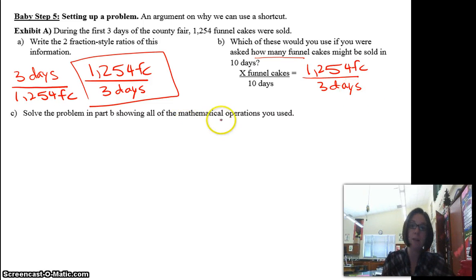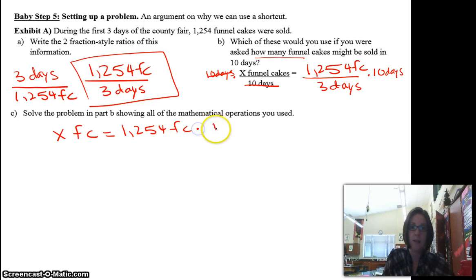And then you needed some mathematical operations so that you could solve for X. Since X is not alone, we want to isolate X. The first thing you would do is multiply both sides by 10 days. What that lets us do is divide these out, and now X is alone. And I'm just going to rewrite that down here. So X, and I'm going to use my funnel cake abbreviation, equals 1,254 funnel cakes times 10 days over 3 days.